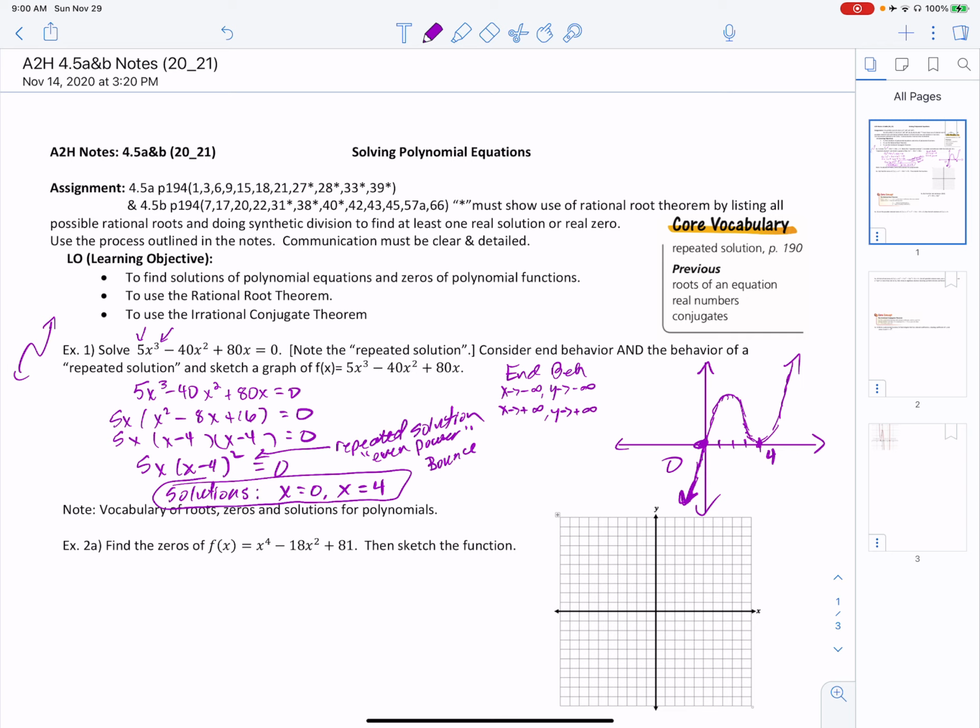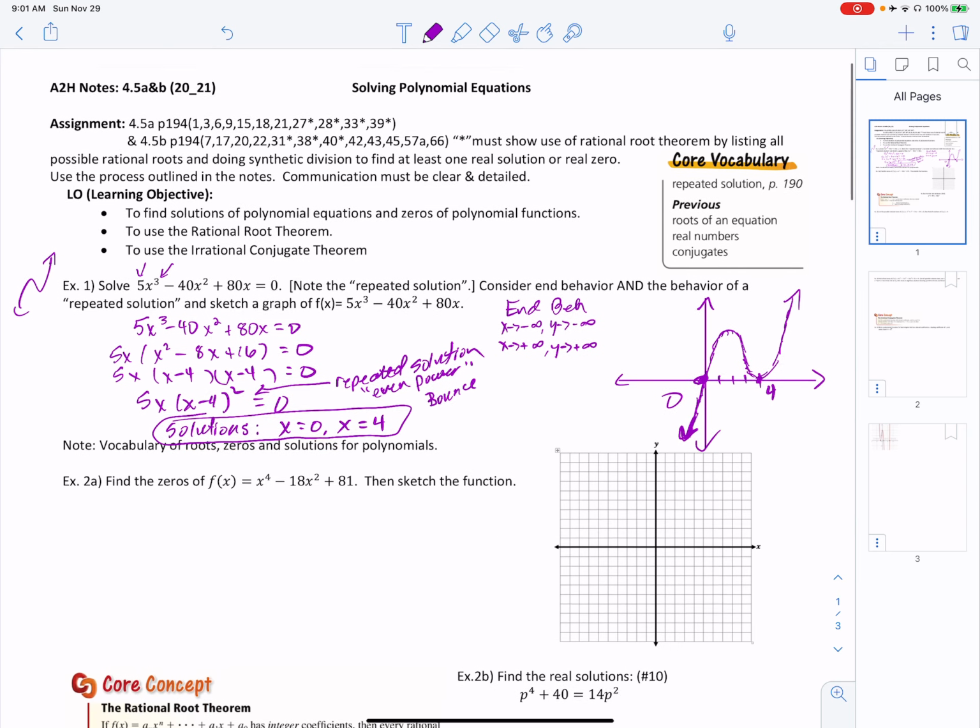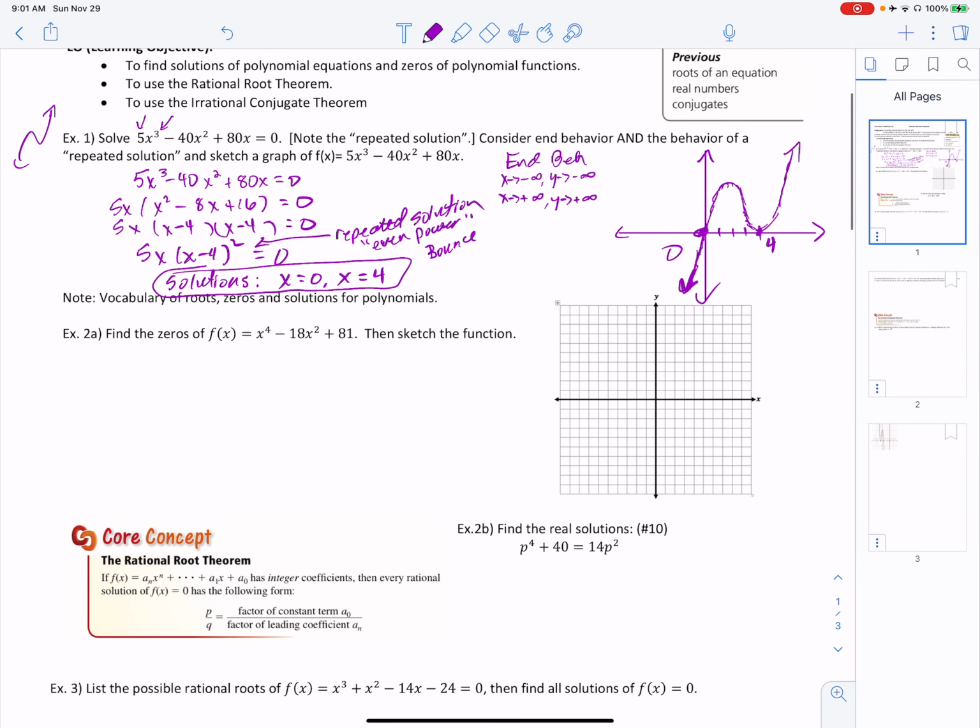And so the idea on these problems is you are analyzing it according to zeros and repeated solutions and behavior. You're not going to Desmos to get the solutions of the graphs or the back of the book. It's really important that you analyze these and understand the characteristics as they play out. Now, a little bit on vocabulary. The 0 and 4 are known as both roots, zeros, and solutions to this polynomial where it equals 0. So those are some terms you need to be familiar with.